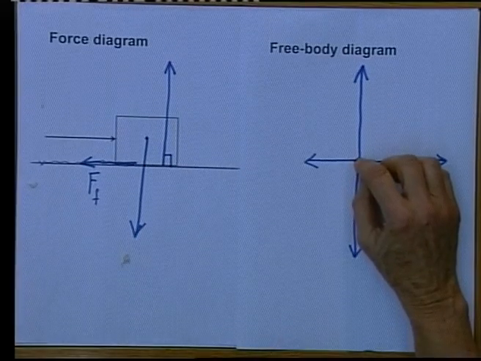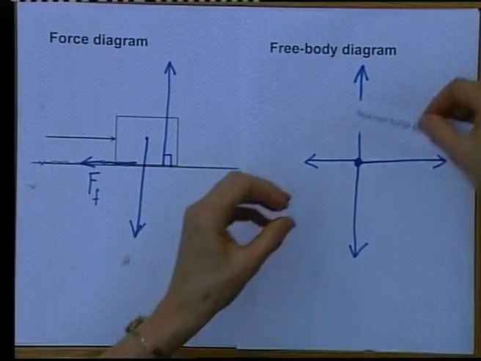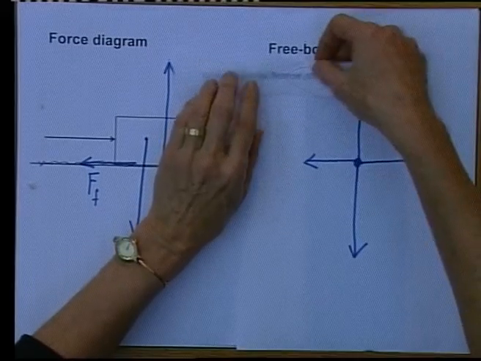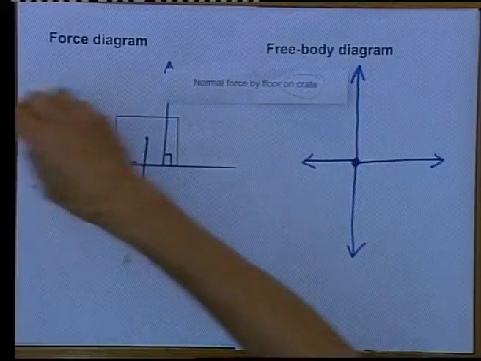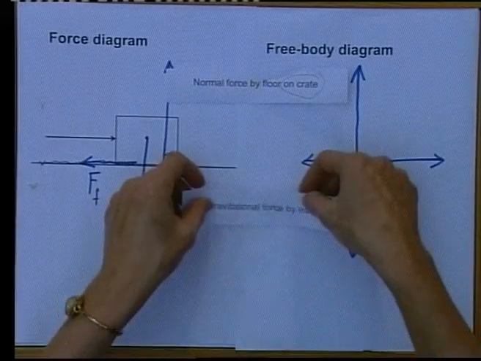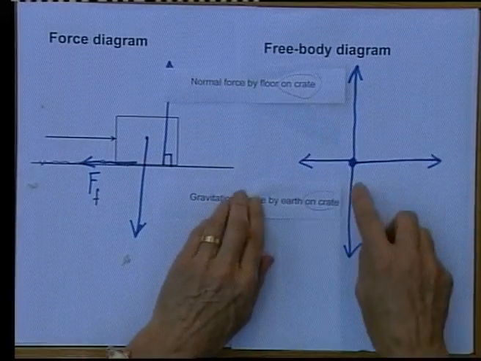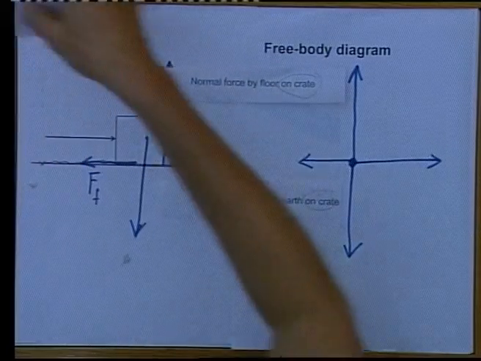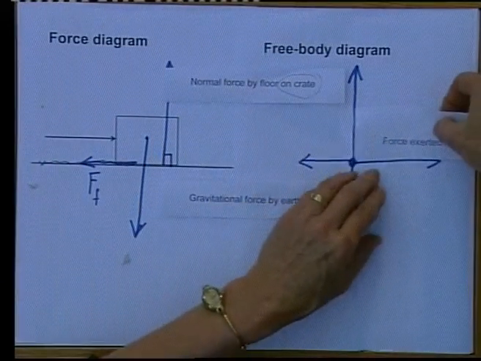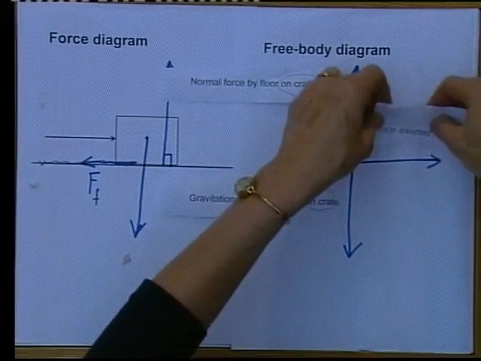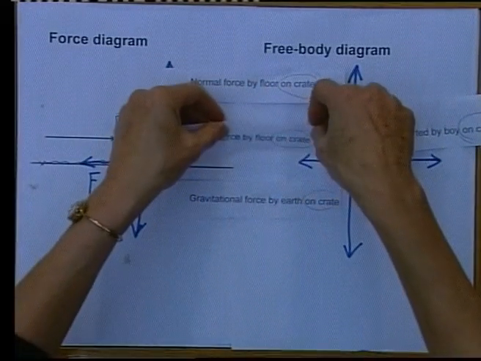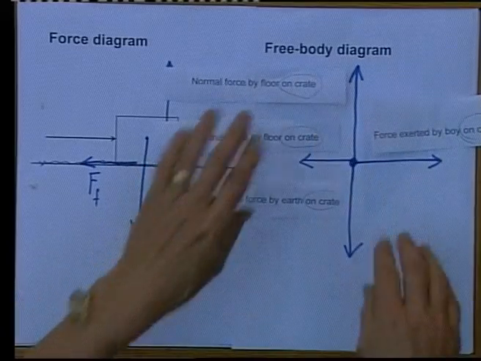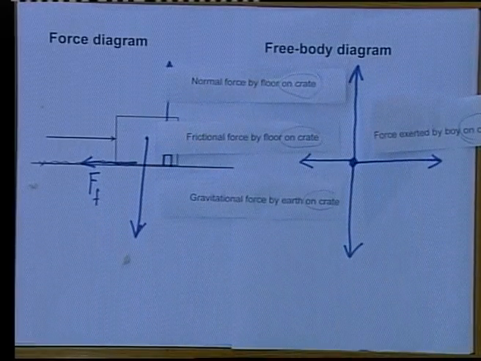And now once again, you can label them. You can say that that is the normal force by the floor on the crate, and you can again have the gravitational force by the earth on the crate, and you will still have the force exerted by the boy on the crate, and you will still have the frictional force by the floor on the crate as before.